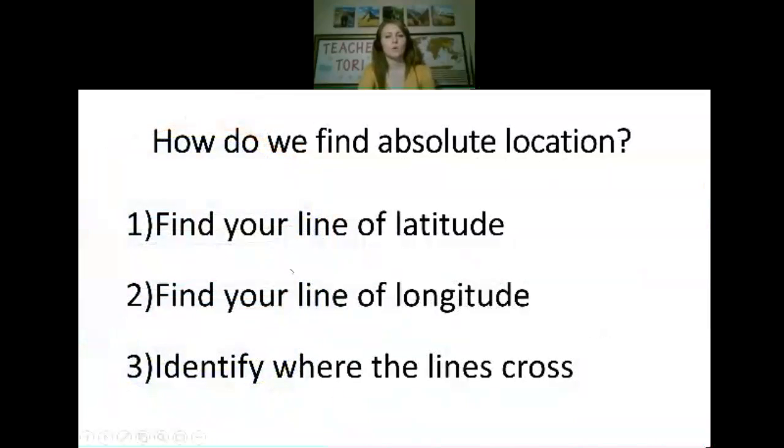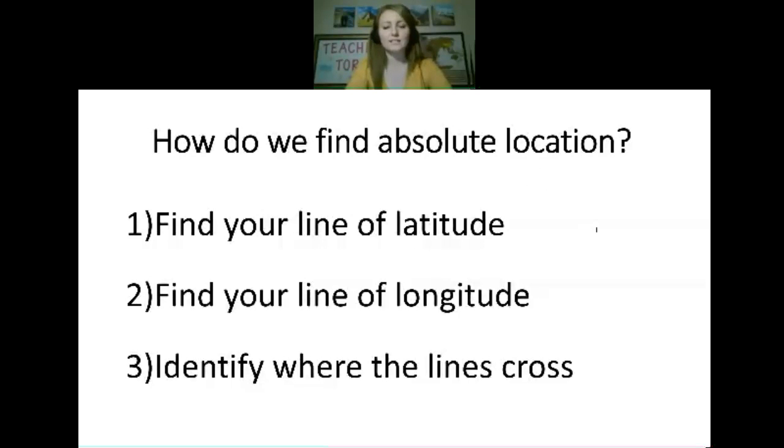All right, so how do we find our absolute location? So first we begin with latitude. When you see a set of coordinates, so everyone on the chat, I'm going to type something, so cease your conversations. So here is a coordinate. So let's say I gave you the coordinate 40 degrees south, 20 degrees east, okay? That's a coordinate. So latitude is the first number you see.